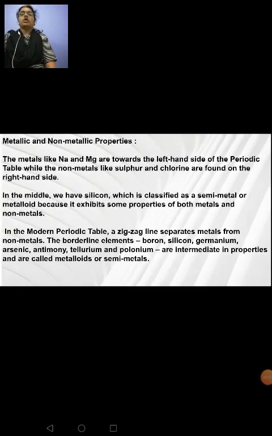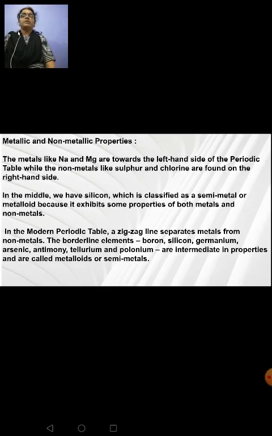Let's now talk about metallic and non-metallic properties. Before I get into this, I want you to know about the position of metalloids, where they are placed in the modern periodic table. We had learned while we were talking about the S block, P block and all. I said elements falling under S block are all metals. P block is a combination of metals, non-metals as well as metalloids.